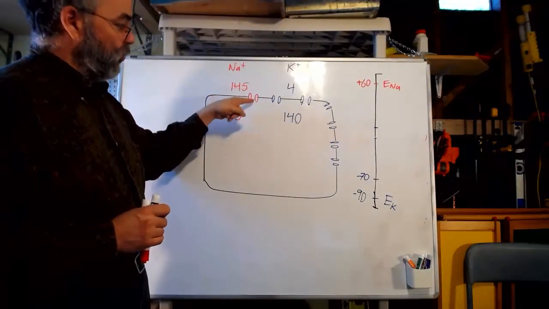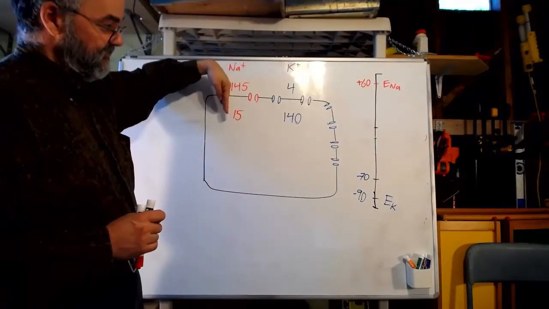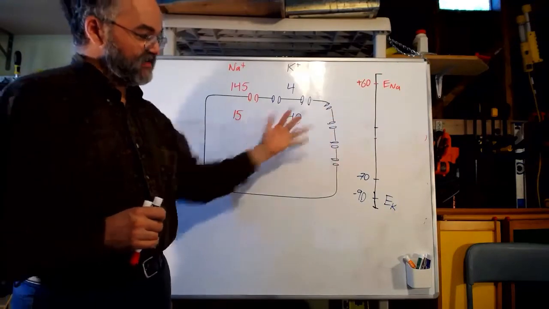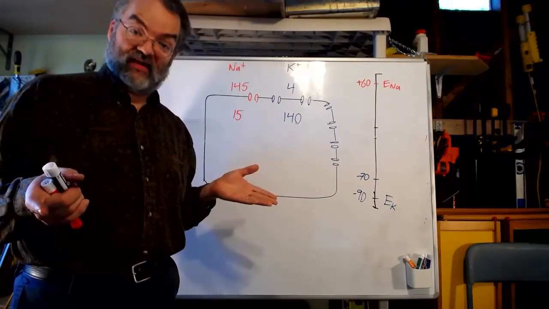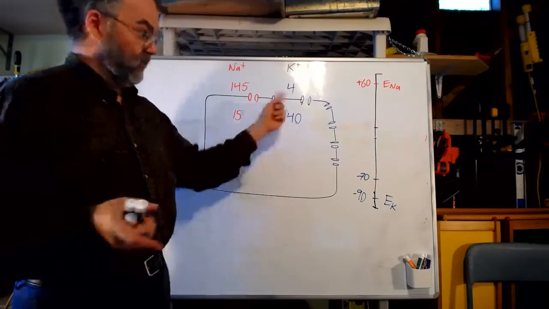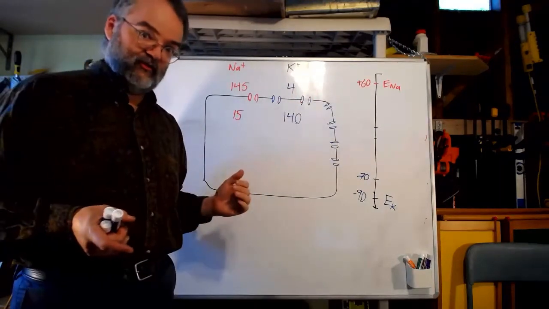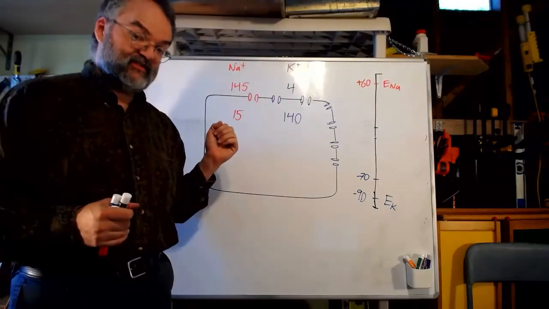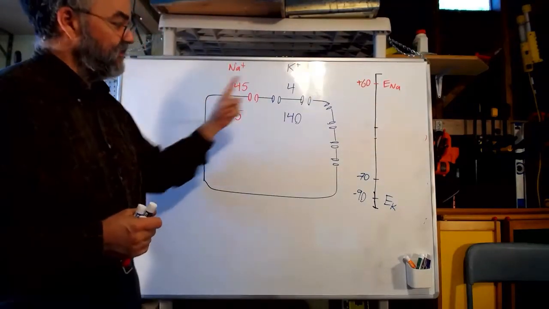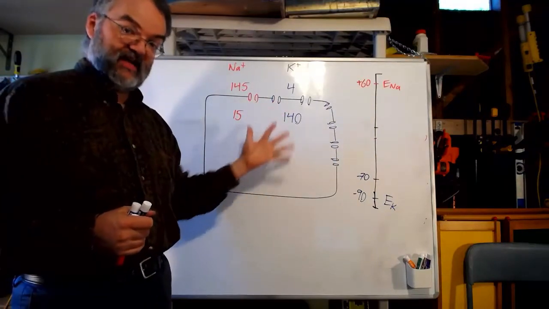I've got one lane going this way and 40 lanes going that way. So which way is going to tend to get more traffic? Well, probably that one. It's a lot easier to move cars that way. So right at first, most of the traffic's moving out of the cell. That's why the inside gets more negative, all those positive ions leaving.